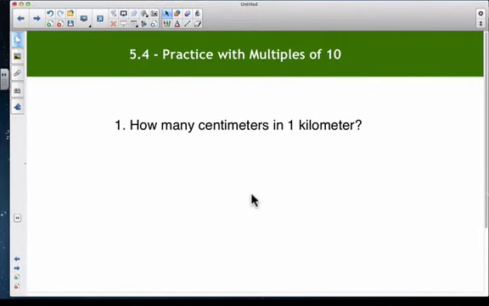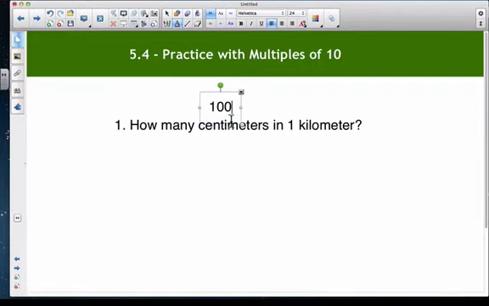All right, how many centimeters in 1 kilometer? So in order to solve this problem, I have to ask myself, how many centimeters are in 1 meter? I know that there are 100. We've talked about that prefix centi before, and we know that that means 100. If you don't know that, then you have to get out a resource of some sort, a textbook or some notes that you have written down or previous work that has that information on it.